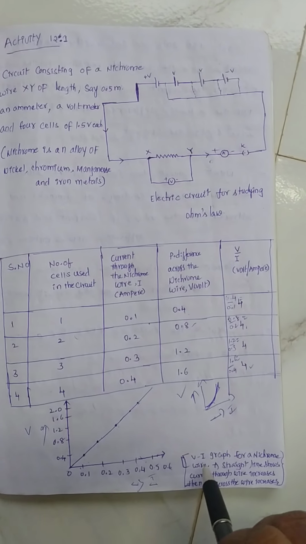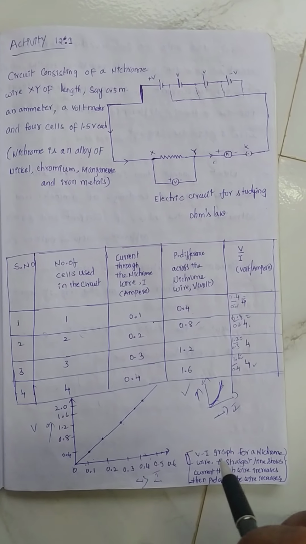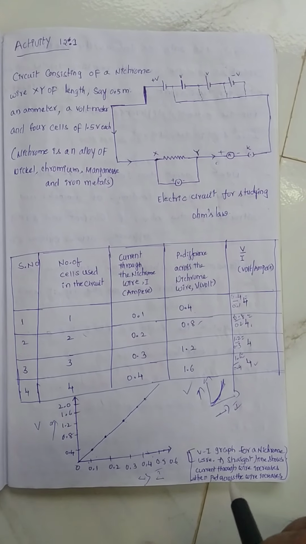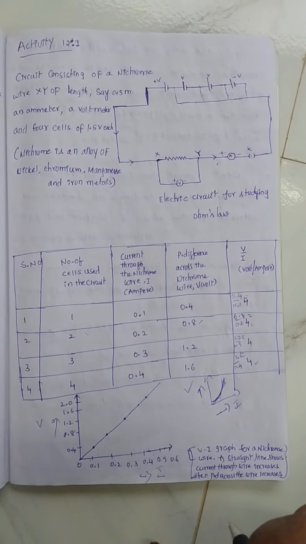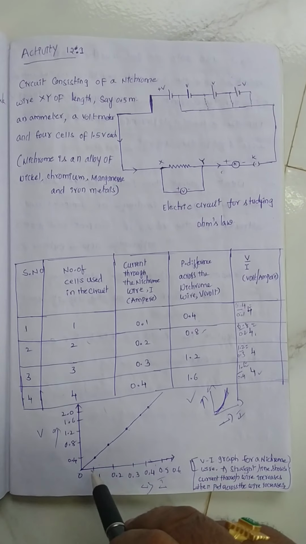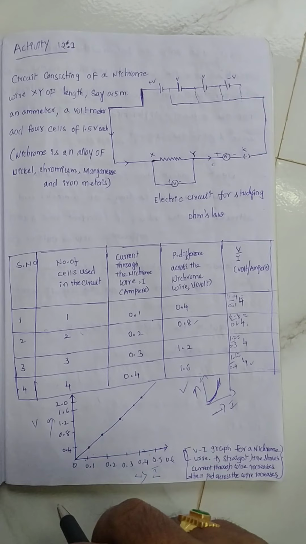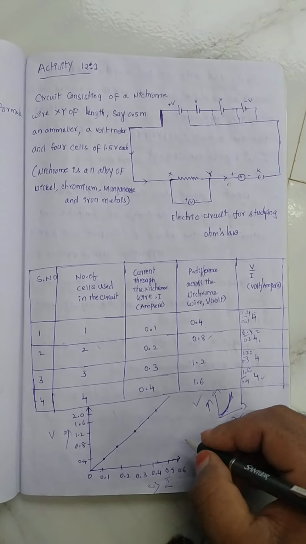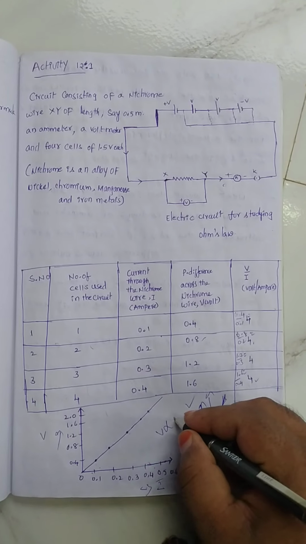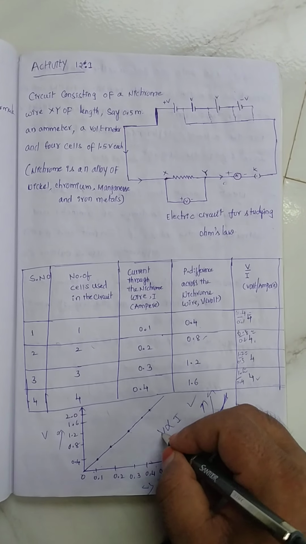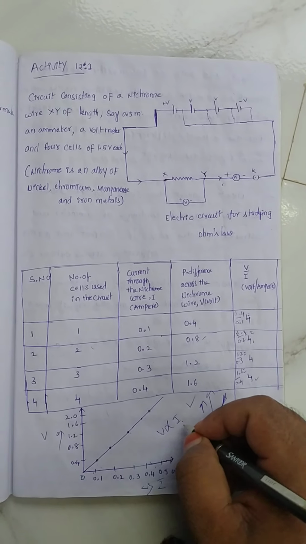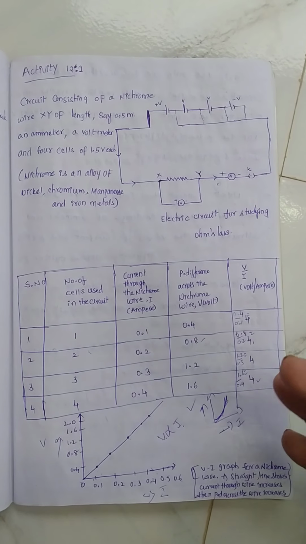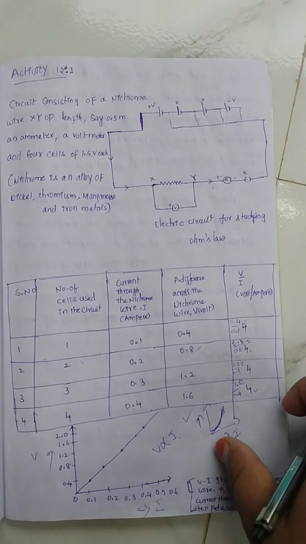So that one I told: the VI graph for a nichrome wire is a straight line, which shows that as the current through the wire increases, the potential difference across the wire also increases. So here we can understand, if current increases, potential difference also increases, right? So V is directly proportional to I. If potential difference increases, current also increases, or if current increases, potential difference also increases. These are the observations from this graph, dear students.